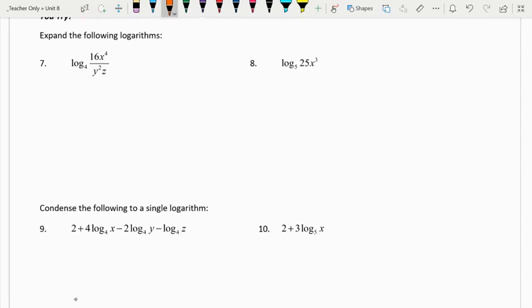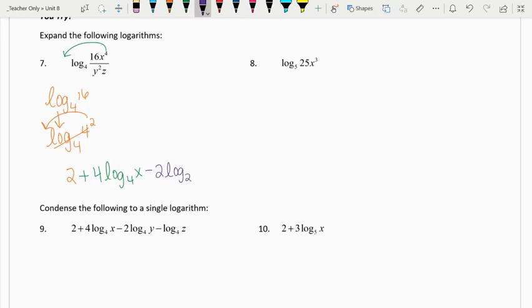So for number 7, I would have log base 4 of 16 in the start. And hopefully we recognize that that actually goes to log base 4 of 4 squared. And if you throw the 2 out in front, we're really just talking about 2. Then I would have added 4 log base 4 of x because I need to throw that 4 out in front. Then it would be minus 2 log base 4 of y because it's in the denominator. And then minus log base 4 of z.